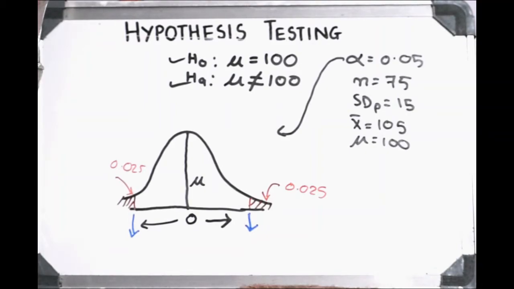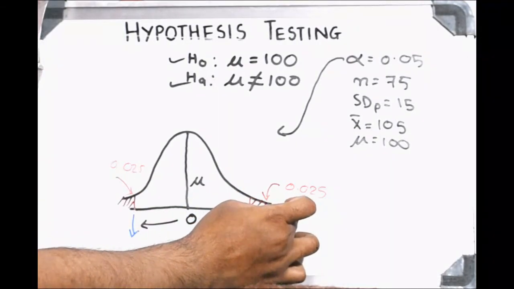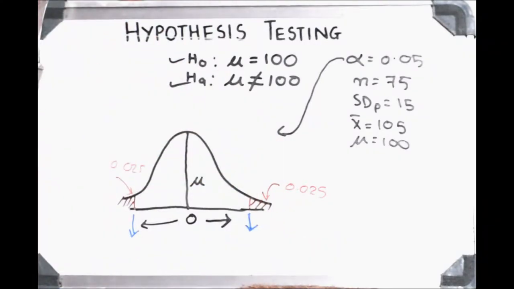Now what does this alpha signify? The alpha value signifies the area under the rejection region. It is as simple as that. So now let us find the critical values using the Z table.